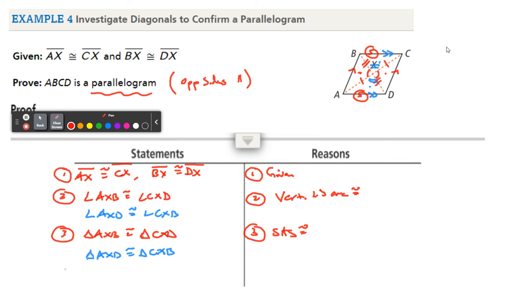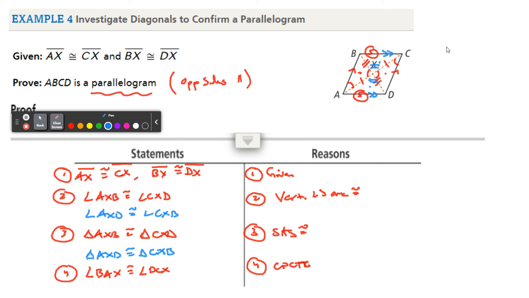So now, typically, in order to prove lines parallel, we need angle pairs. And we're going to use alternate interior angles. You need to pick a pair of alternate interior angles from these congruent triangles. So from the left and right triangles, I'm going to pick the angle here at A and the angle here at C. Okay? So that would be angle BAX is congruent to angle DCX. And that would be not because they're alternate interior angles, but that would be CPCTC from the congruent triangles.